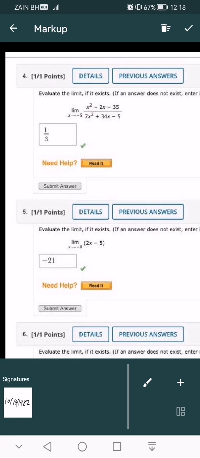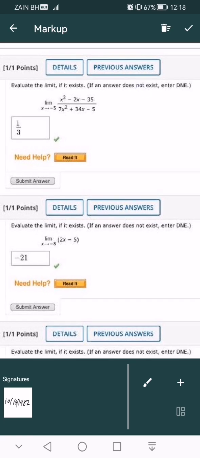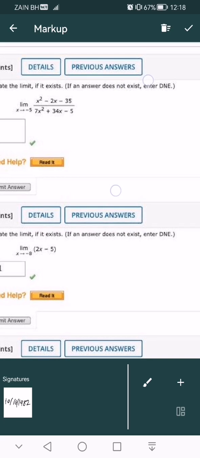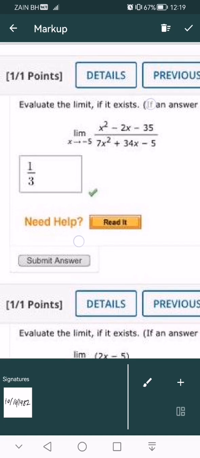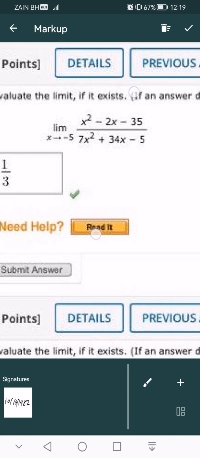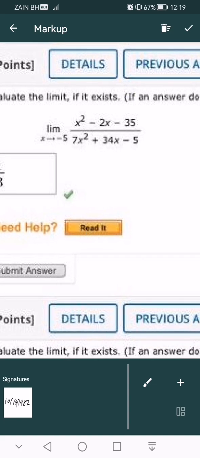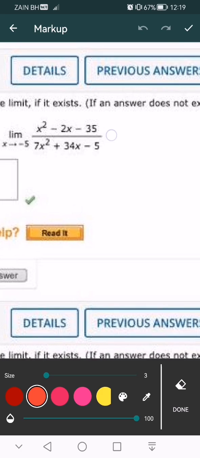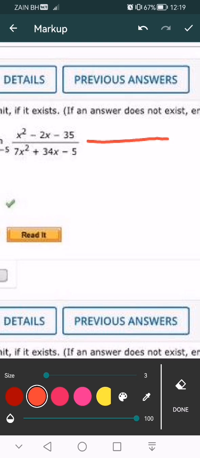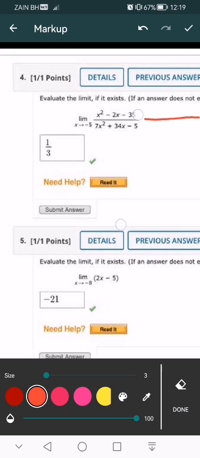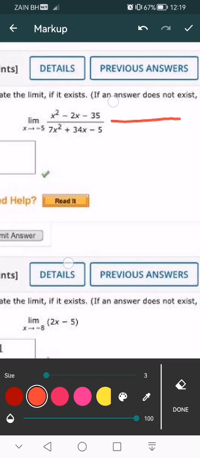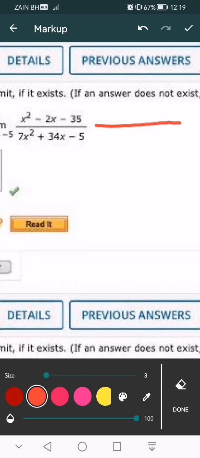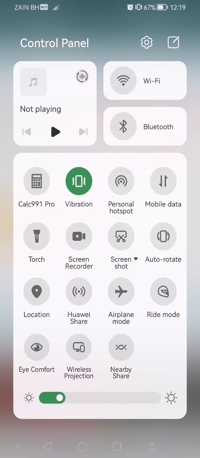Evaluate the limit if it exists. If an answer does not exist, enter does not exist. Okay, how to solve this question? This question basically has two ways. One way is I have to simplify the denominator and numerator. So for example here, let's do it.